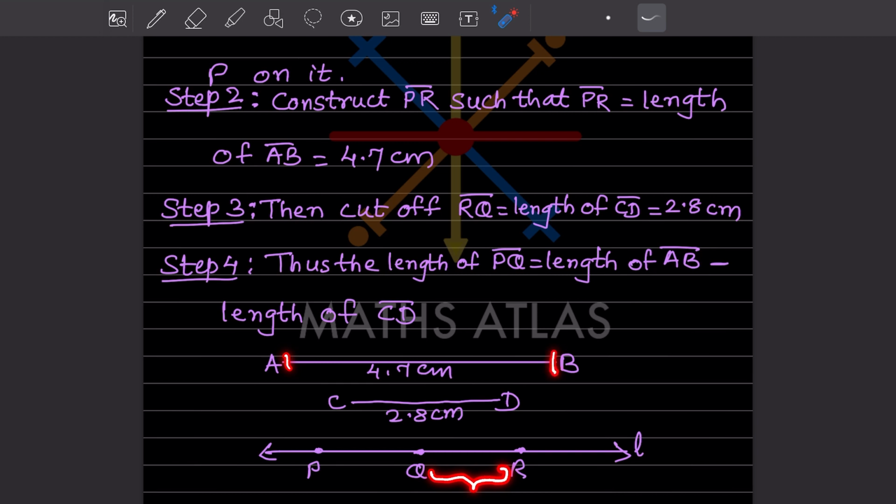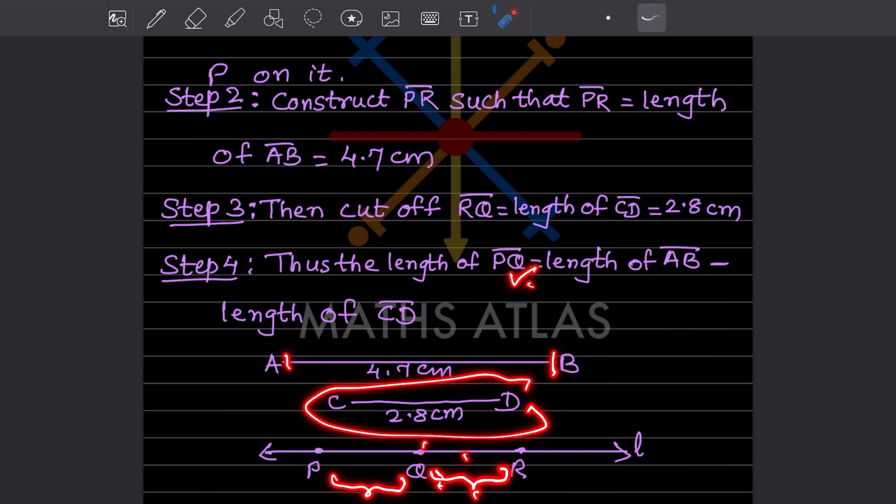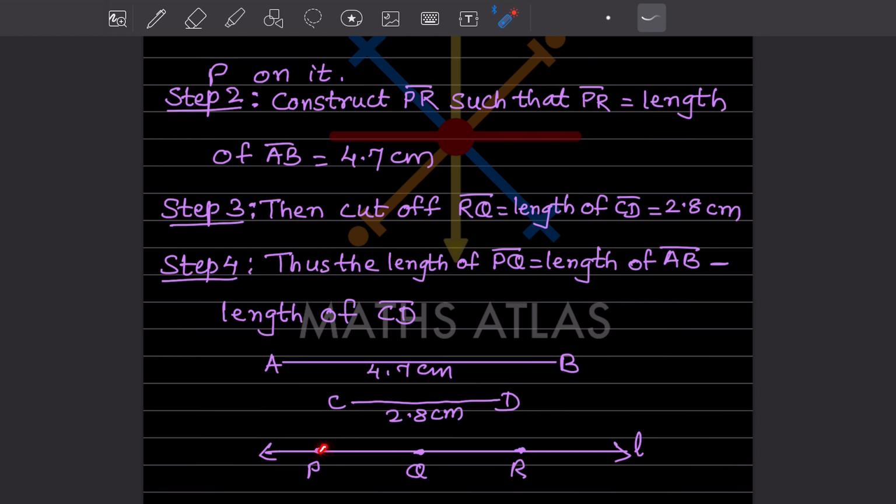See, first thing we are going to take AB as 4.7 centimeter. Then what are we going to do? We are going to cut out RQ, that is the length of CD, 2.8. So from this one, we are going to cut this one. So the length of PQ will be nothing but this whole part, that is the same as 4.7, right? Because AB is 4.7. So minus the length of CD, that is 2.8. So this will be 4.7 and this is going to be 2.8, right? It is the same as CD and this is the same as AB. Hope you got this one.